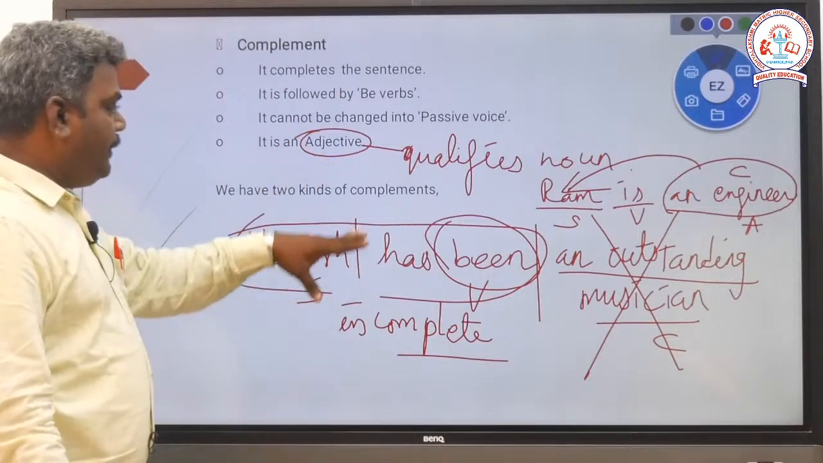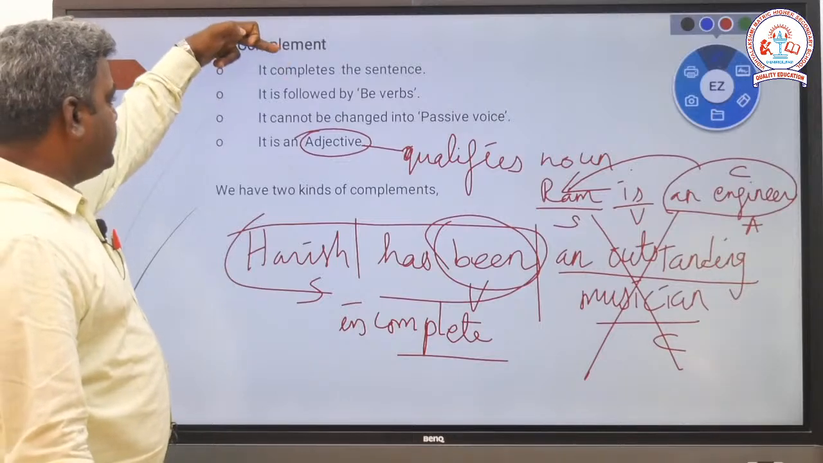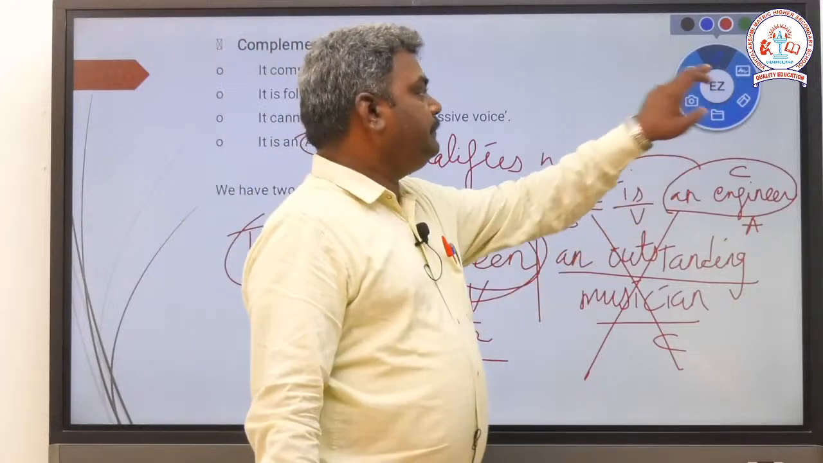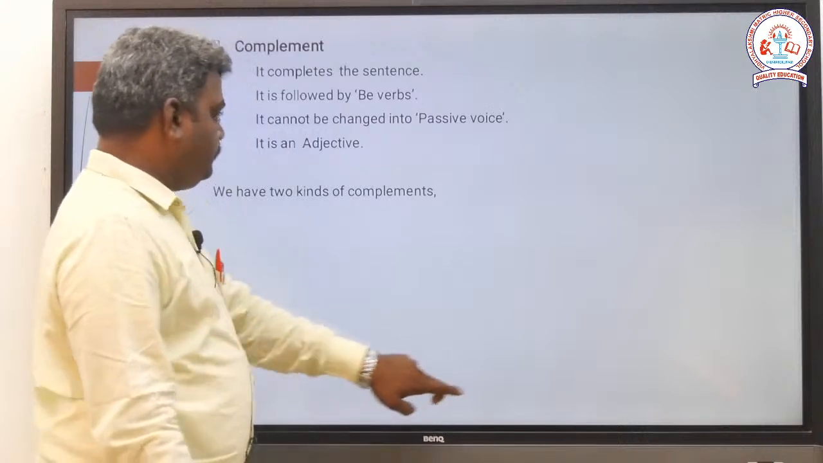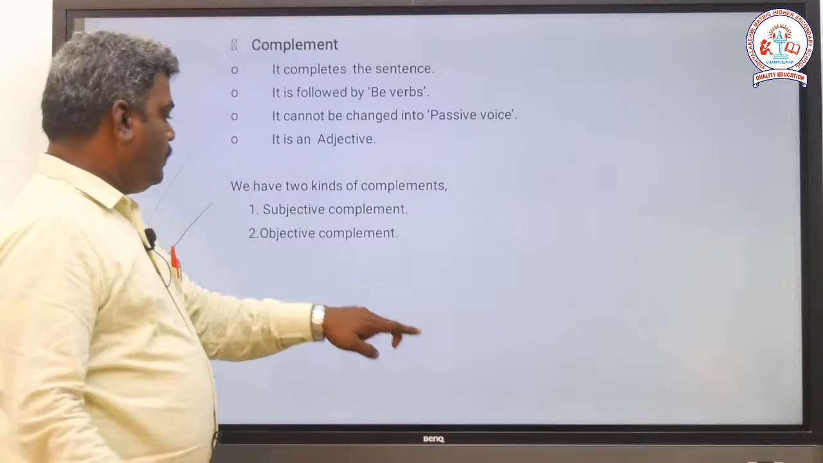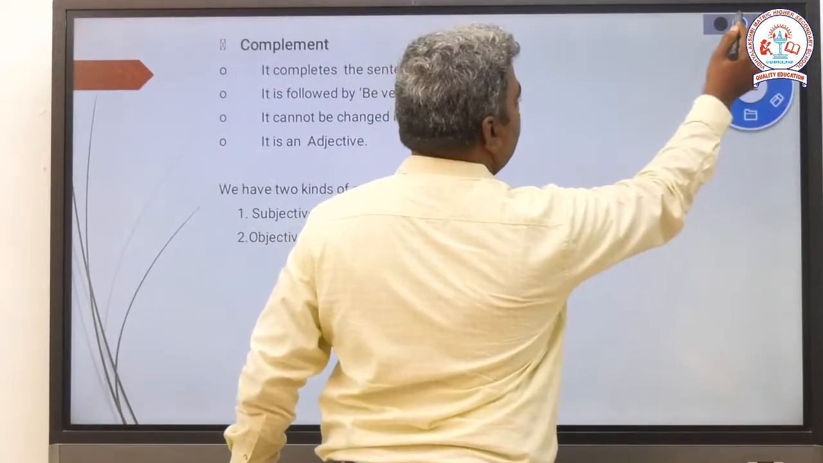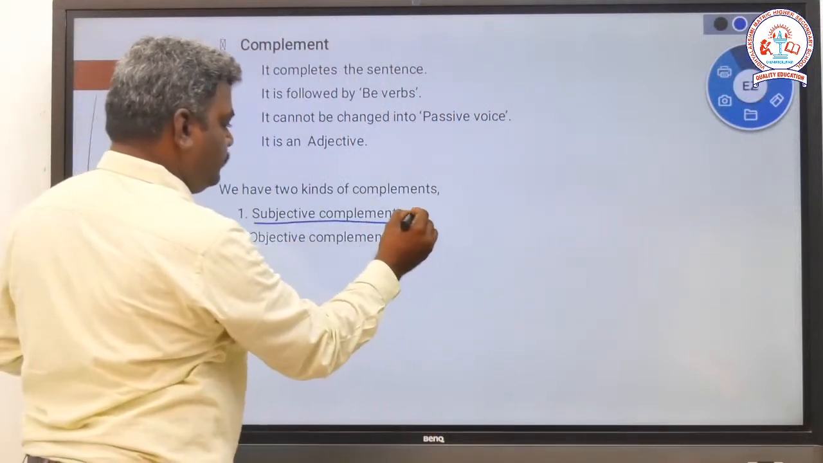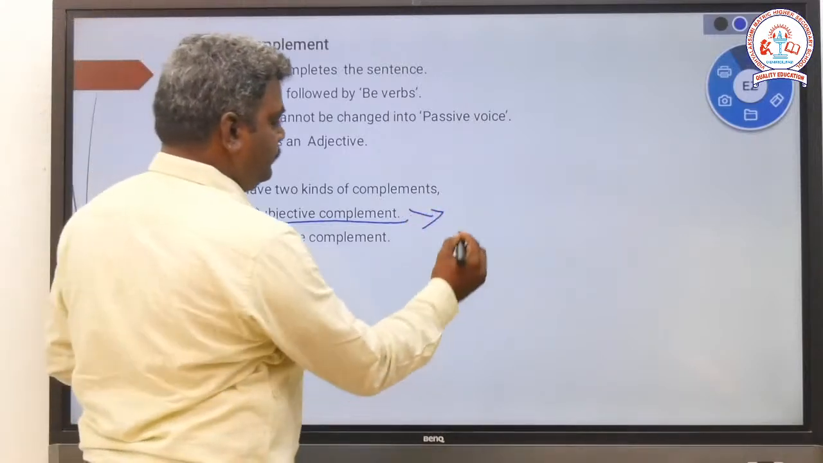Okay. So now you have the clear idea. It's an adjective, it cannot be changed into passive voice. It's followed by be verbs. It completes the sentence. We have two kinds of complements. What are they? One is subjective complement. Subjective complement. Let me tell you.